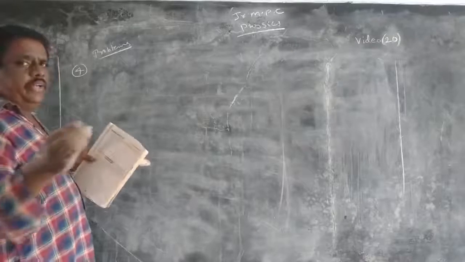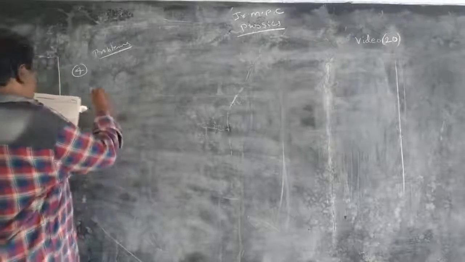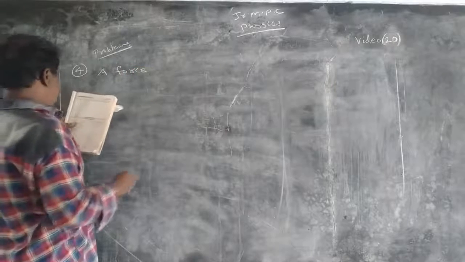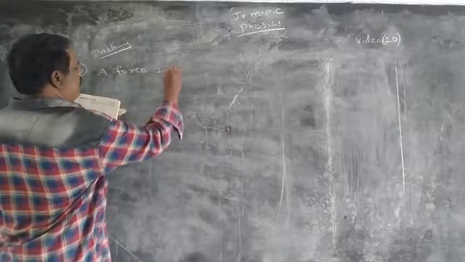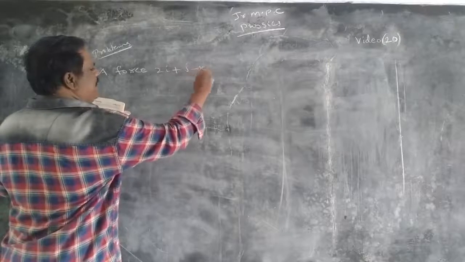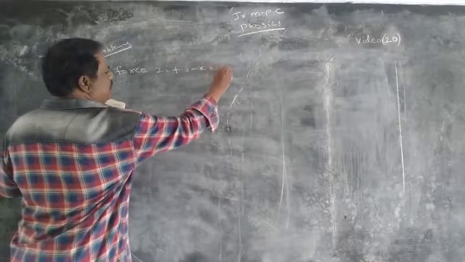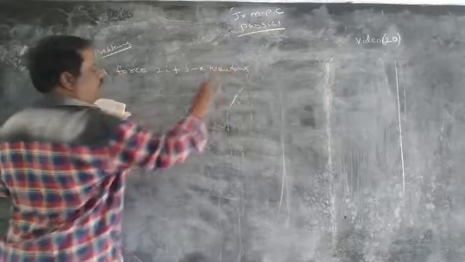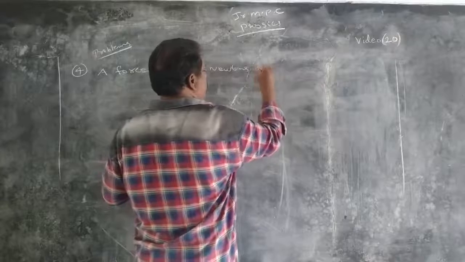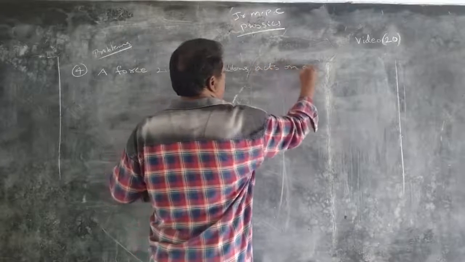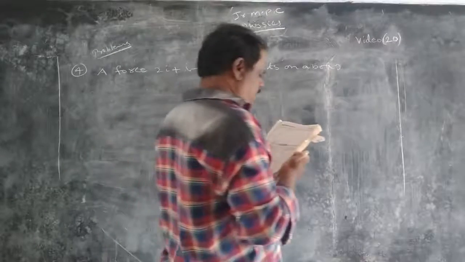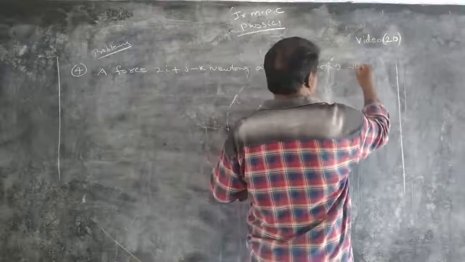Note down the next problem. A force is given as 2i plus j minus k newtons. Force unit is always newtons. It acts on a body which is initially at rest.